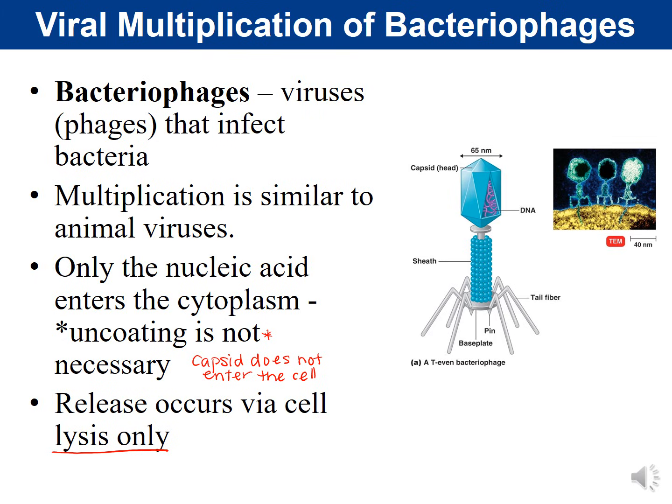Additionally, notice that the phage don't have an envelope structure. And because of the lack of envelope structure, that tells you that they don't do budding, because the envelope comes from the cell membrane of the host.